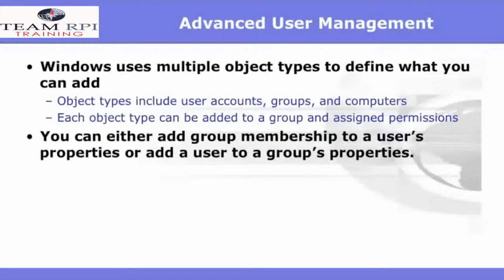Windows uses multiple object types to define what you can add. Object types include user accounts, groups, and computers. Each object type can be added to a group and assigned permissions. You can either add group membership to a user's properties or add a user to a group's properties.